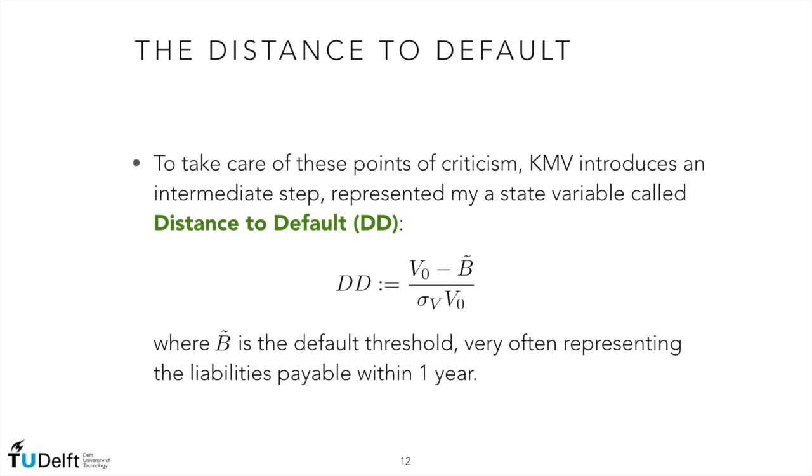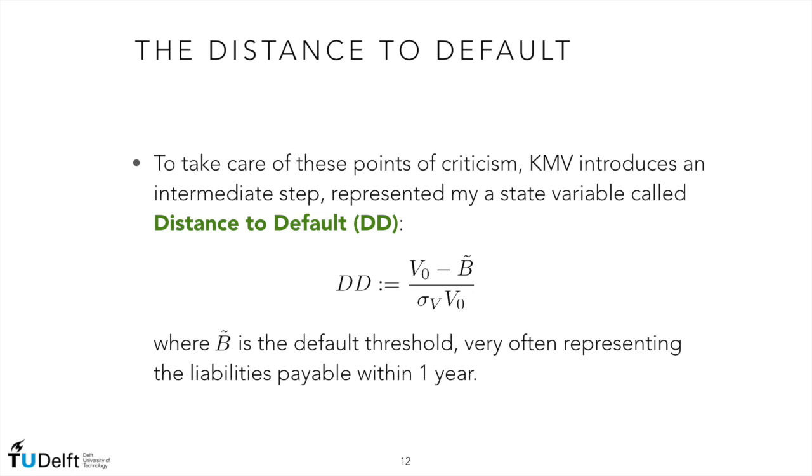Starting from these points of criticism, Moody's KMV introduces a quantity called the distance to default, DD as an acronym, which is probably the most important quantity under this approach. The DD may appear as a simple ratio, the one you see on your screen, but in reality is the result of a careful analysis of the default phenomenon.